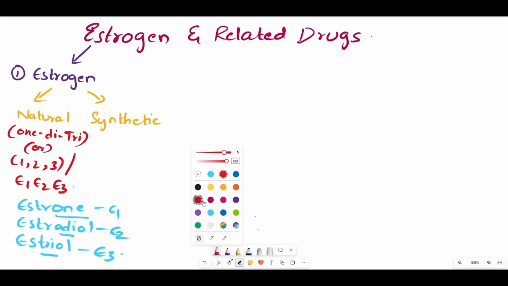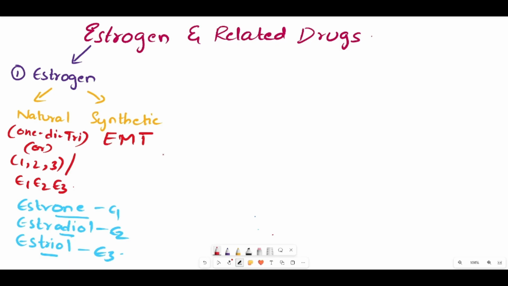Now coming to the second class. The second class is synthetic class. So to remember the drugs under this, remember EMT. Just EMT. So where E means it is ethinyl estradiol. M means it is mestranol. And T means it is tibolone. Ethinyl estradiol, mestranol, tibolone comes under the synthetic class.